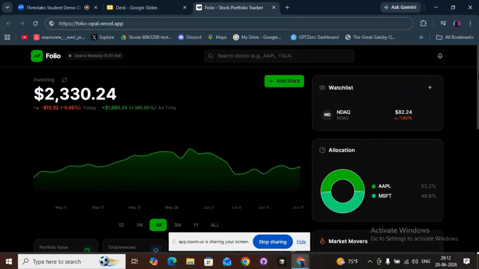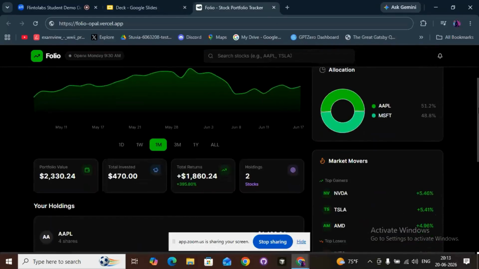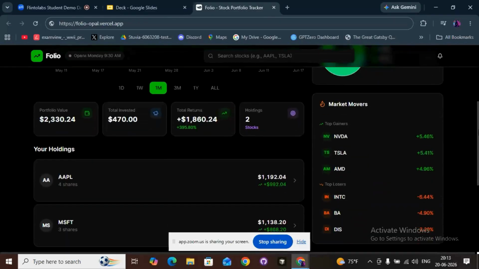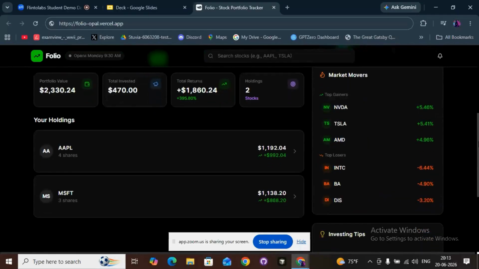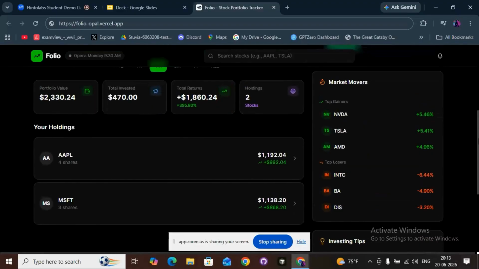And there are also performance charts that show how your portfolio is doing over time. On the right side, you can see a watch list of stocks you're tracking and a breakdown of how much money is split across all your different stocks. On the bottom, you can see each of your individual holdings, how much each stock is worth, how much is going up or down, and there's a market mover section that shows the biggest gainers and losers of the day.